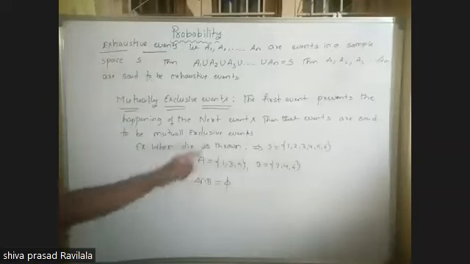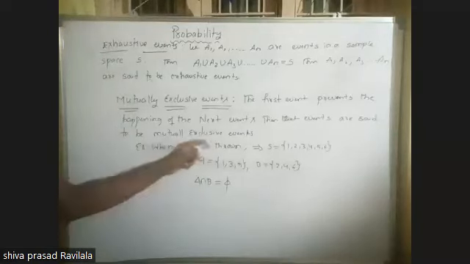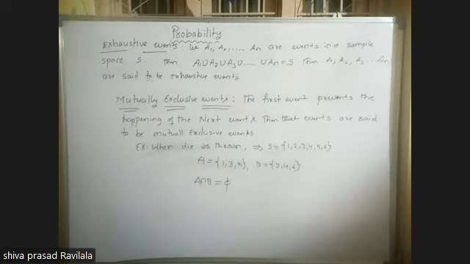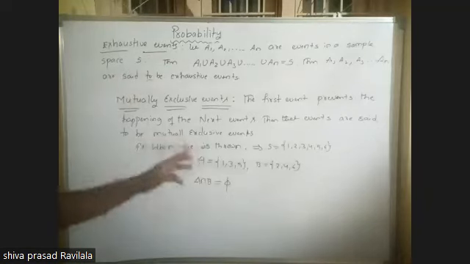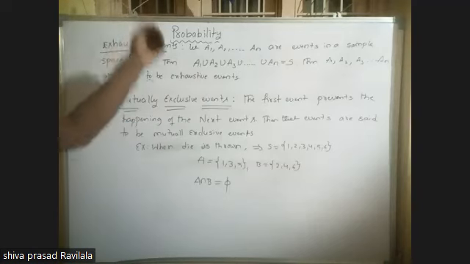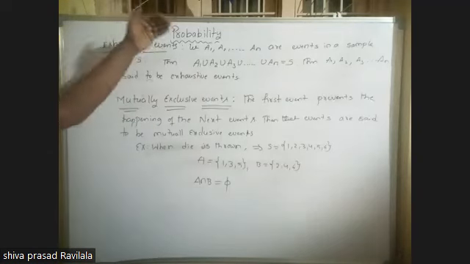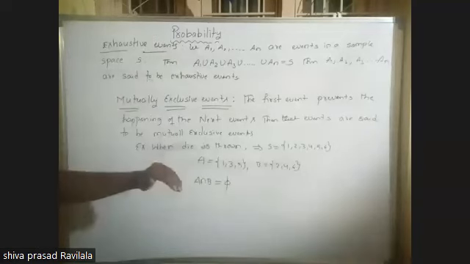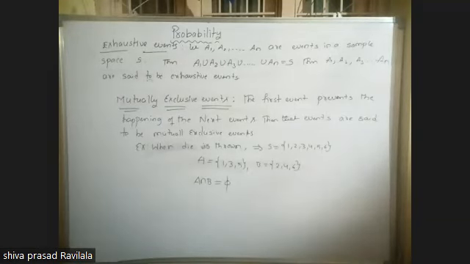Here A intersection B is equal to empty, so A comma B are mutually exclusive events, because A intersection B is empty. But when you take the union, the combination of the two is equal to the sample space. Therefore, A comma B are mutually exclusive and mutually exhaustive. Both conditions are satisfied here. Observe the logic: here intersection, there union.